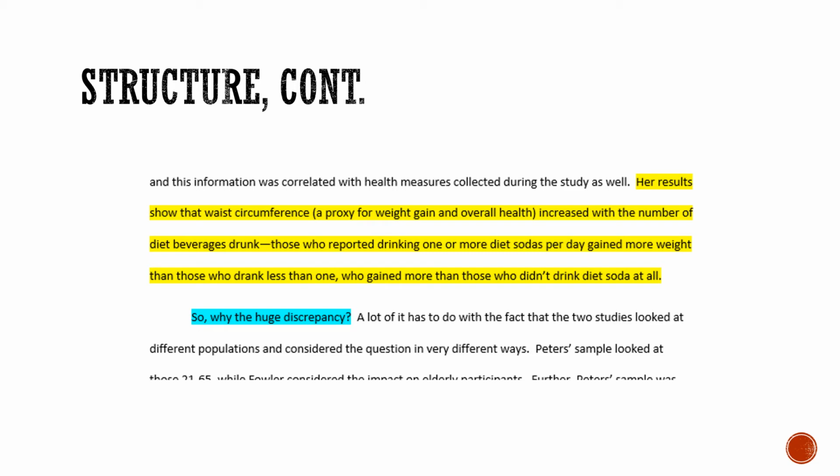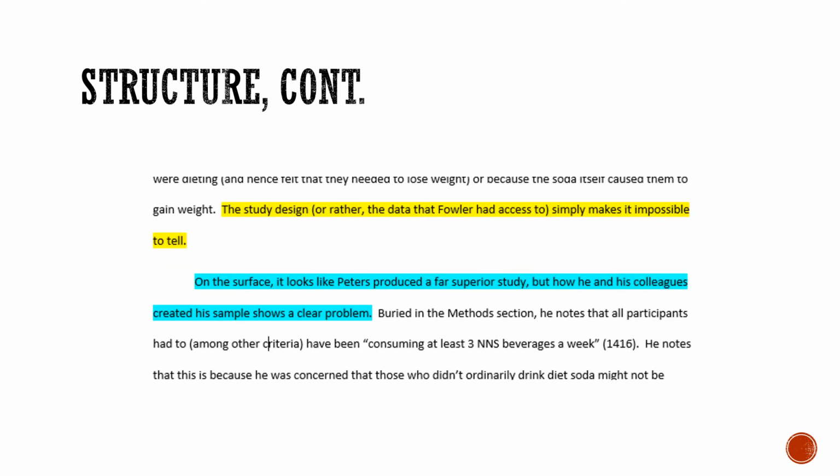Let's keep on moving here and take a look at this. Okay, so this is the end of that paragraph we were just looking at. So the study design, or rather the data that Fowler had access to, simply makes it impossible to tell. So here I move, okay, so we've pointed out that this is the reason there's sort of this discrepancy. And then I say, on the surface, it looks like this is the case. Okay, the author's work here is such that we're setting up a sort of presumed conclusion. On the surface, it appears this way. Of course, the next paragraph goes to break that down.